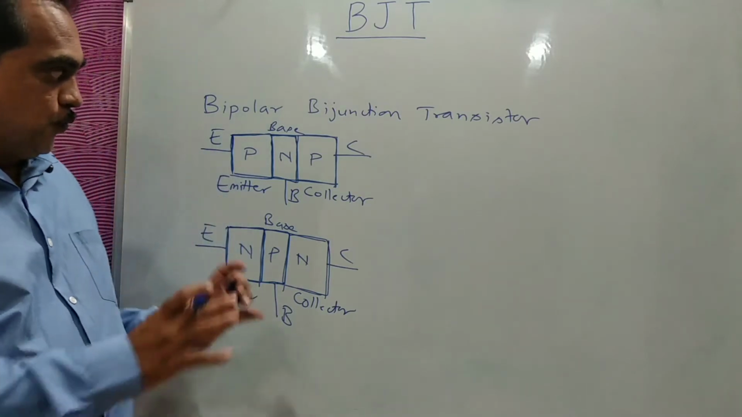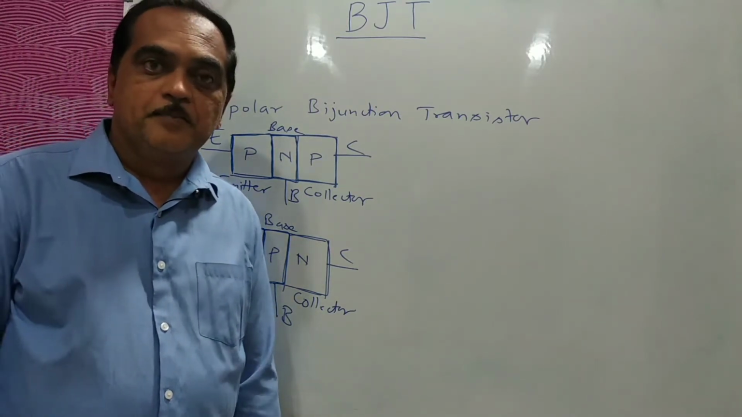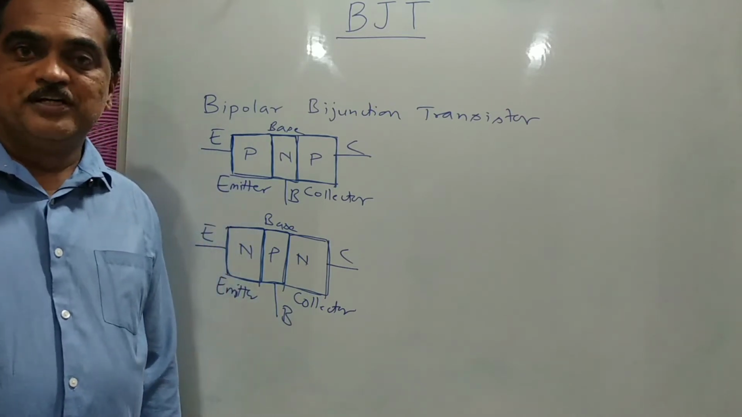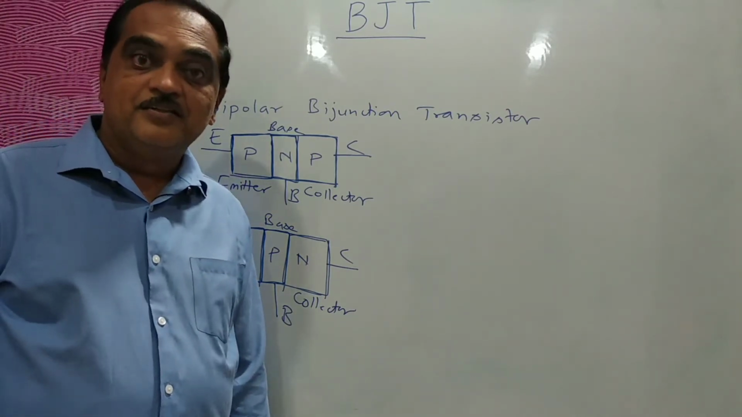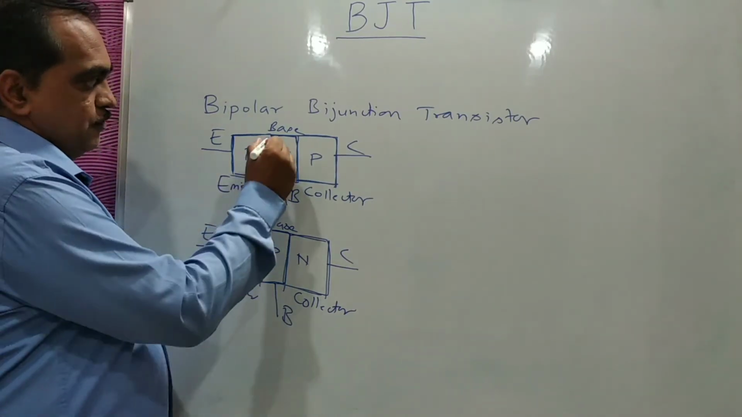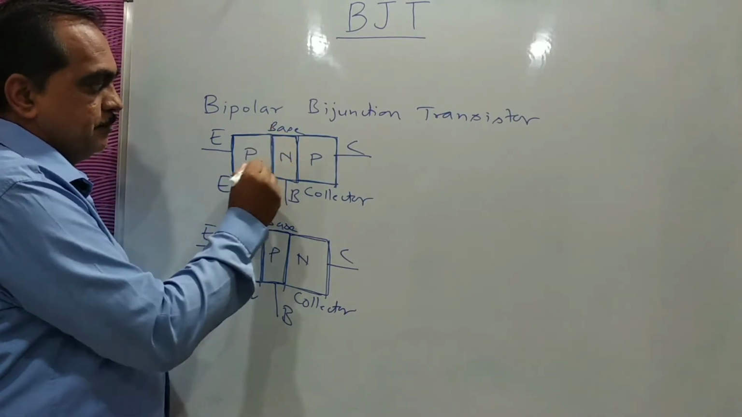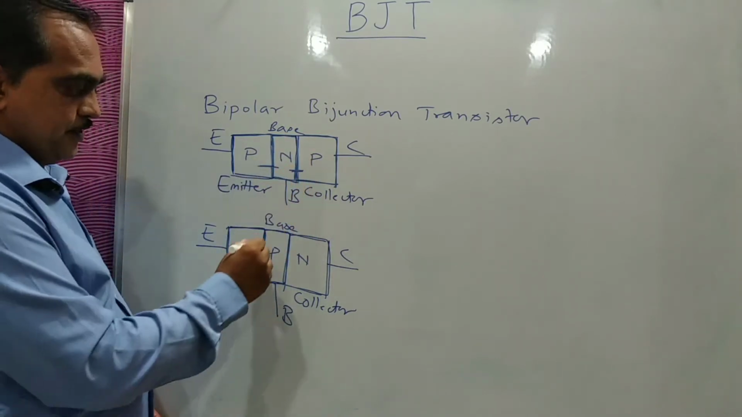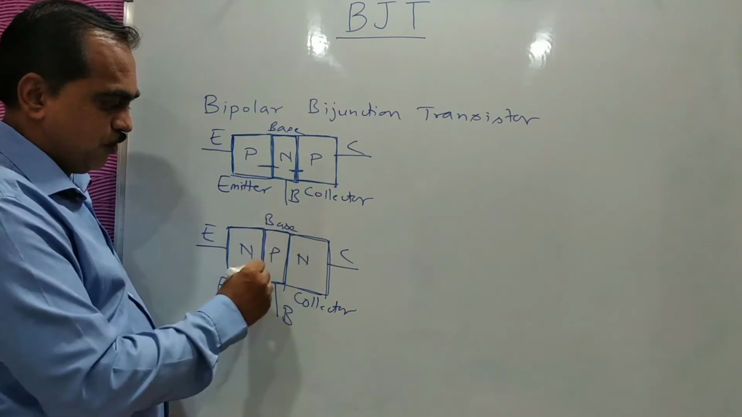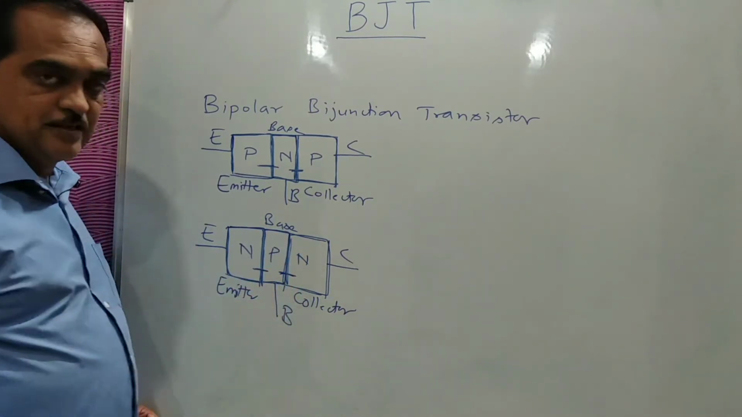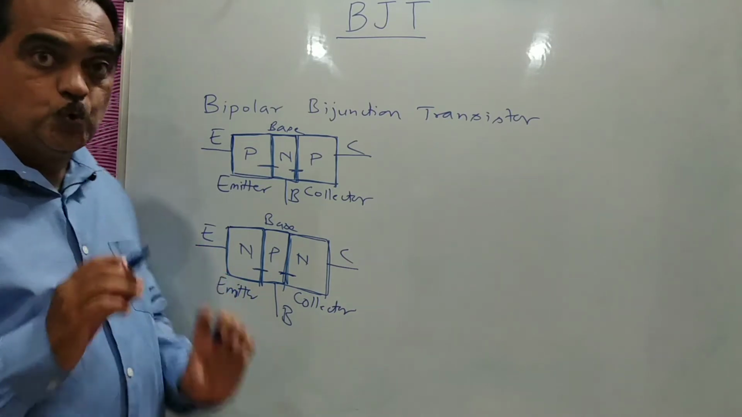Now, with this diagram we understand that BJT is a three-layer, three-terminal device. It has two junctions. One junction is formed here between this P and N. Even here you can see one junction is formed between this N and P. So it has two junctions.